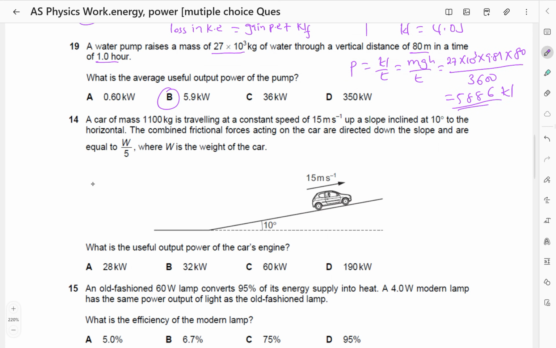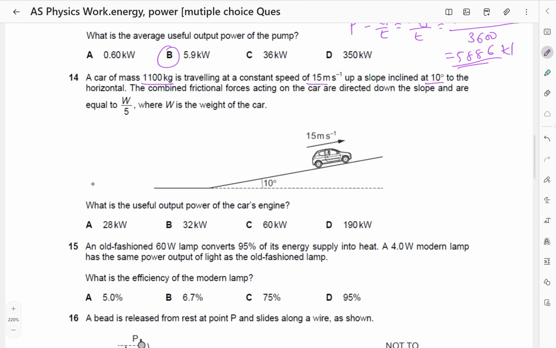A car of mass 1,100 kilograms is traveling at a constant speed of 15 meters per second up a slope inclined at 10 degrees. The combined frictional forces acting on the car are directed down the slope and are equal to W over 5. So the combined frictional force is W over 5, where W is the weight of the car. What is the useful output power of the car's engine?